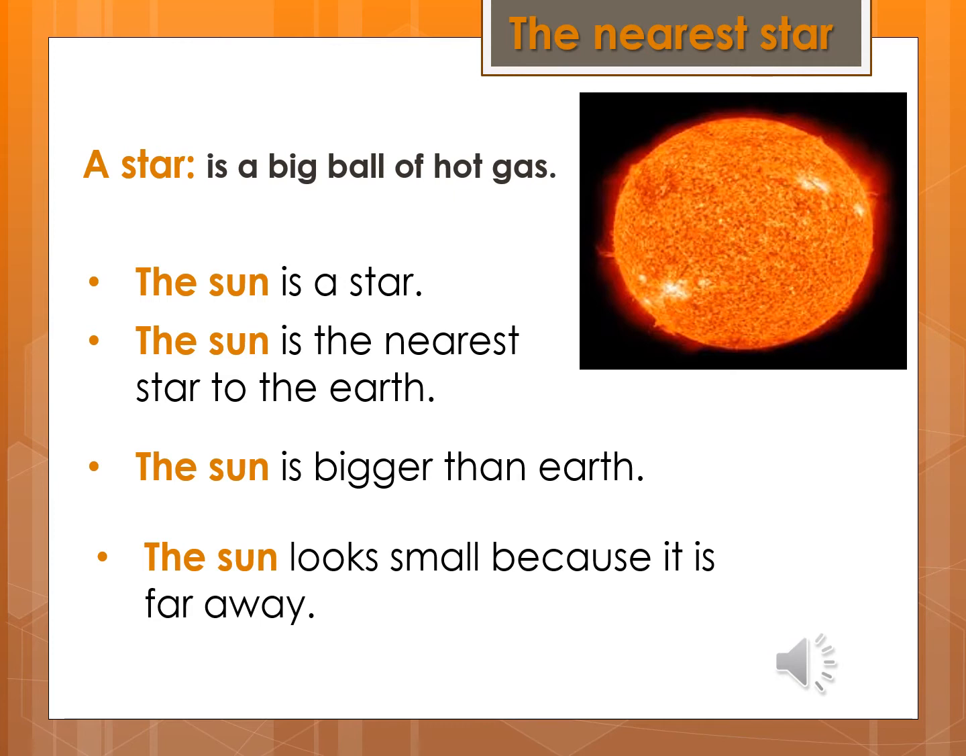But we see the sun small, right? Why do we see the sun small? Because the sun is far away. The sun looks small because it's very far away. So we can see it small.